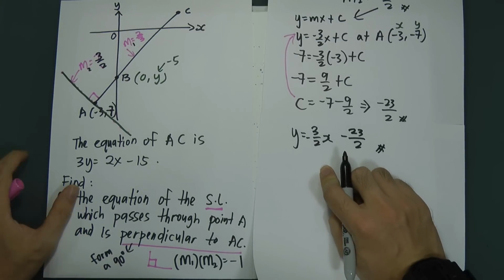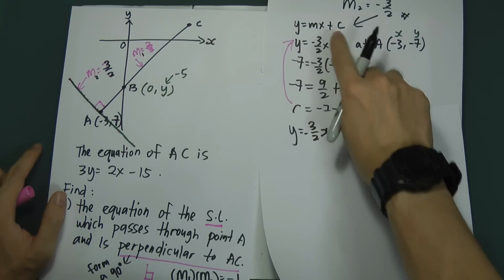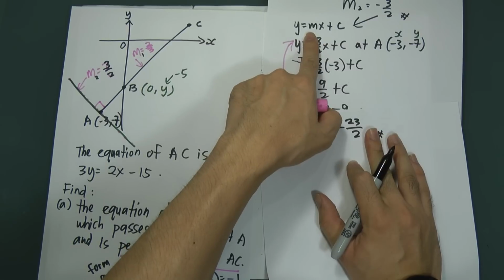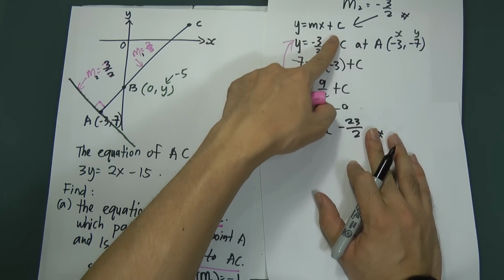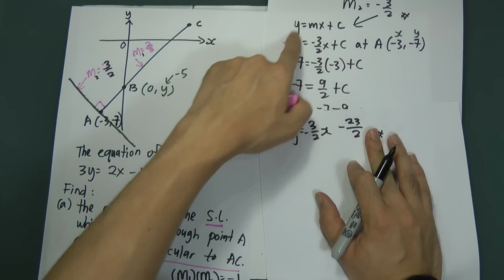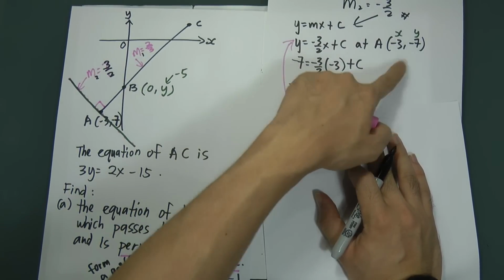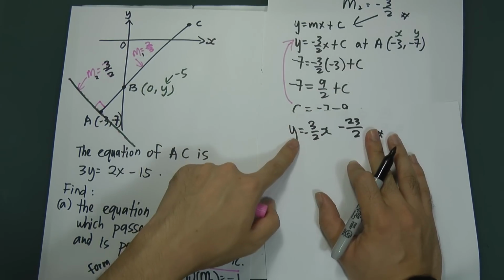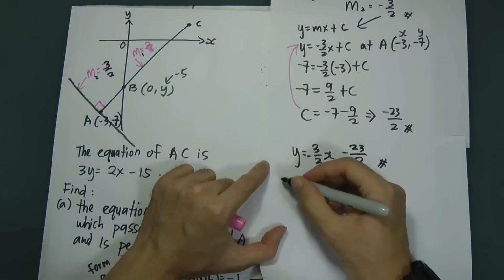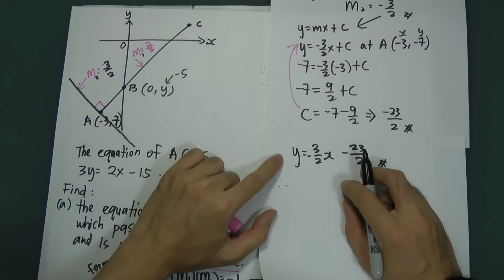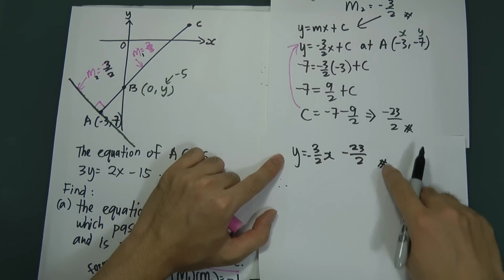See, is it very simple? As long as you know about y equals mx plus c, right? You've got the m, you put it back into the m. And then in order to get c, you need one coordinate. He said it passes through A, so I substitute A into y equals mx plus c: y put into y, x put into x. Solve this and I will get c, which equals this. So I write, therefore, the equation of AC is y equals negative 3 over 2x minus 23 over 2.